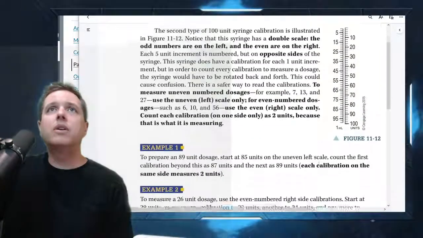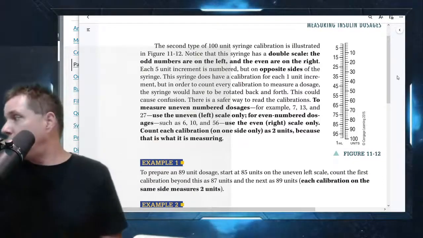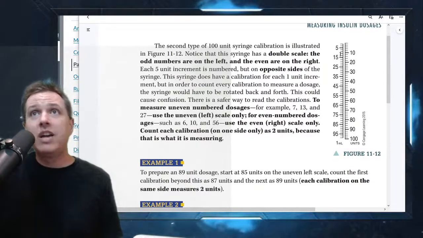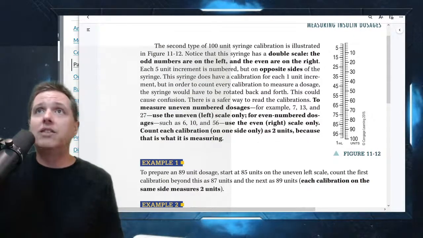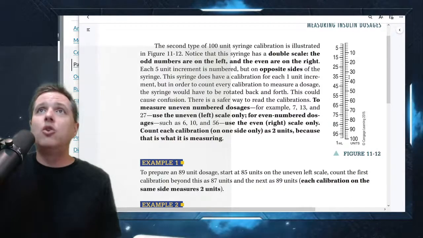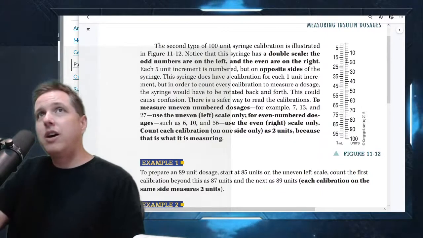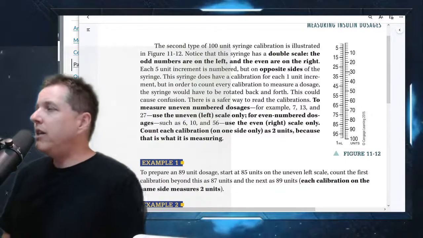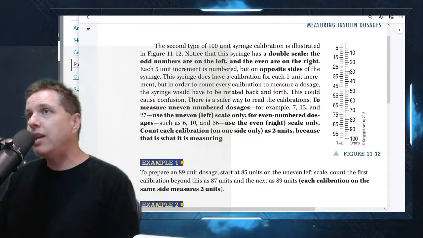So this is what I was looking for. You can see that in some cases, you're going to have two measurements on there. So you've got this left side and this right side. Well, notice what they've done here. Imagine if you had just the right side, then notice between 20 units and 30 units, there's only 5 divisions, meaning you only get the even numbered dosages. So 20, 22, 24, 26, 28, 30.